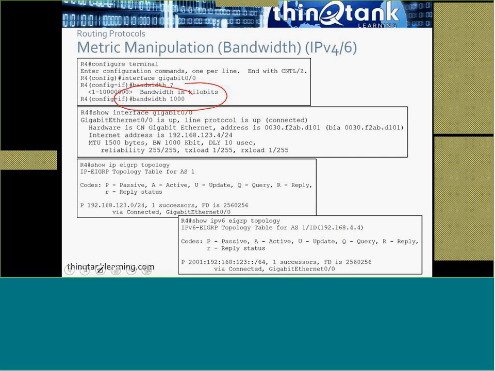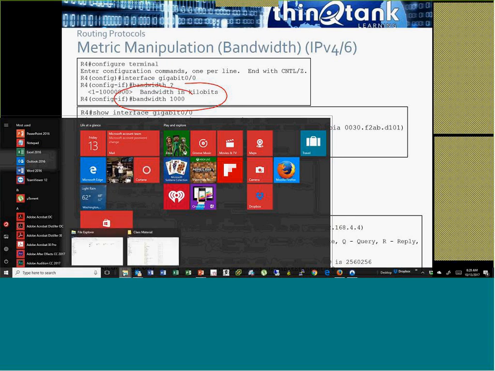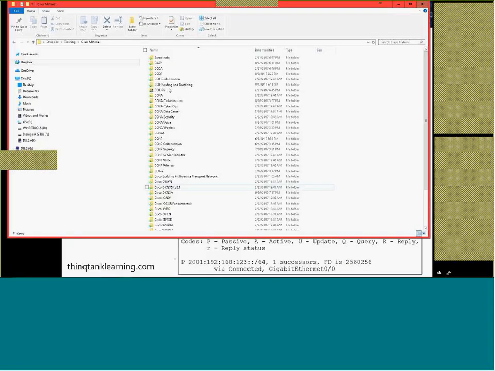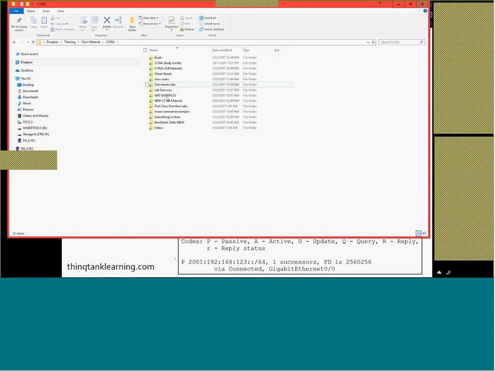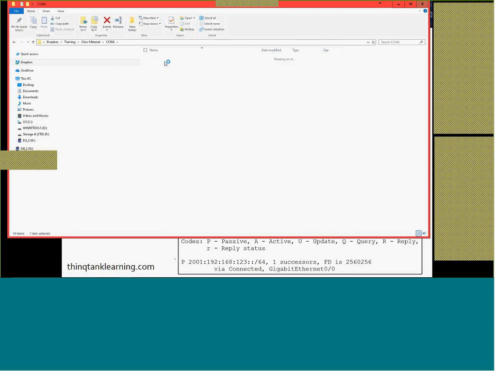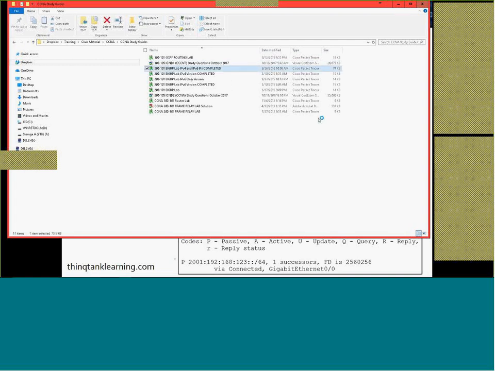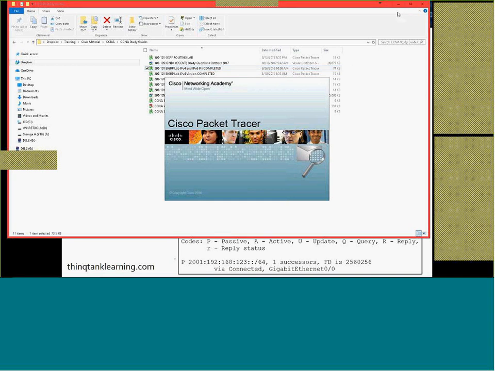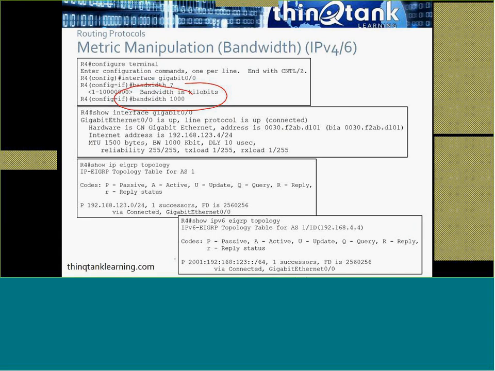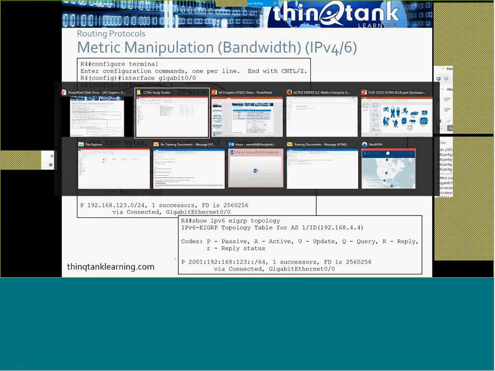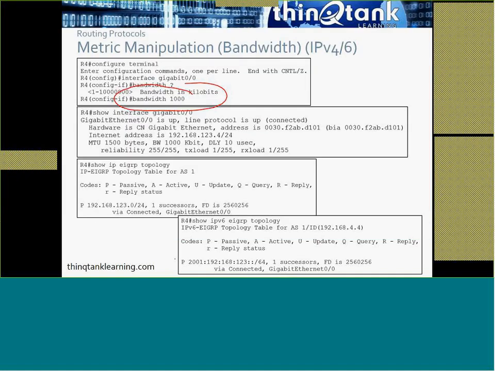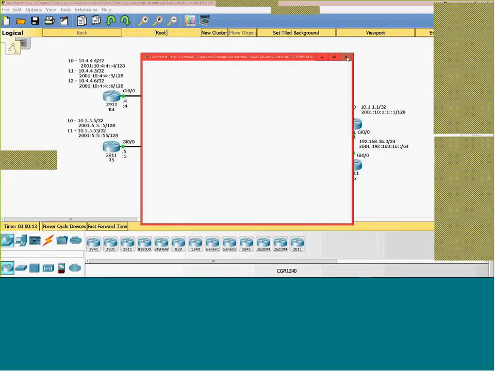So if I go into an interface, let me go ahead and open up my file here. My Packet Tracer file. Let's see, study guides. Bear with me a second. I'm opening up the file. Now it opens twice.